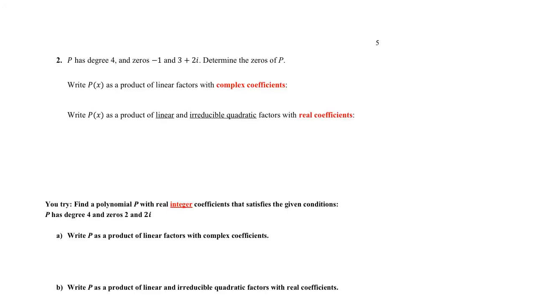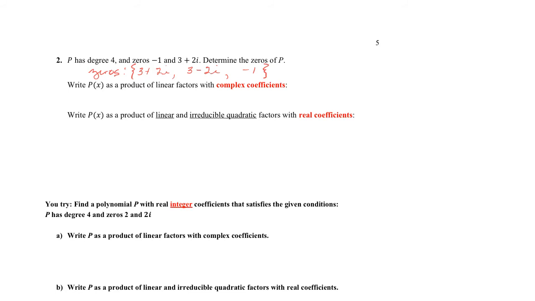For this problem, we're told that p has degree 4 and zeros at -1 and 3 plus 2i, and then we're asked to determine the zeros of p. So again, we know that when we have a complex zero, such as 3 plus 2i, then its complex conjugate is also a zero. So in this case, 3 minus 2i. And then we're told we have a zero at -1. So the zeros are 3 plus 2i, 3 minus 2i, and -1.